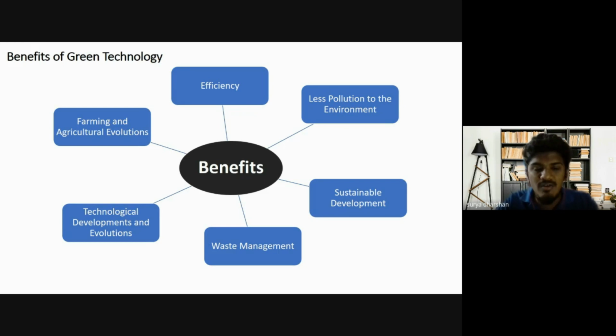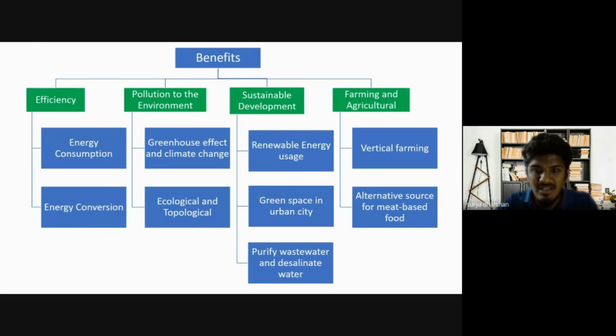The main idea of green technology is to cause less pollution, as zero emissions are created, which reduces the greenhouse effect as well as ecological and topological disruption. Sustainable development in the form of renewable energies, green space integration in urban cities, and waste or seawater purification are also benefits gained from green technology. Besides, vertical farming and alternative sources for meat-based food are examples of a promising sustainable future for the farming and agricultural sector.